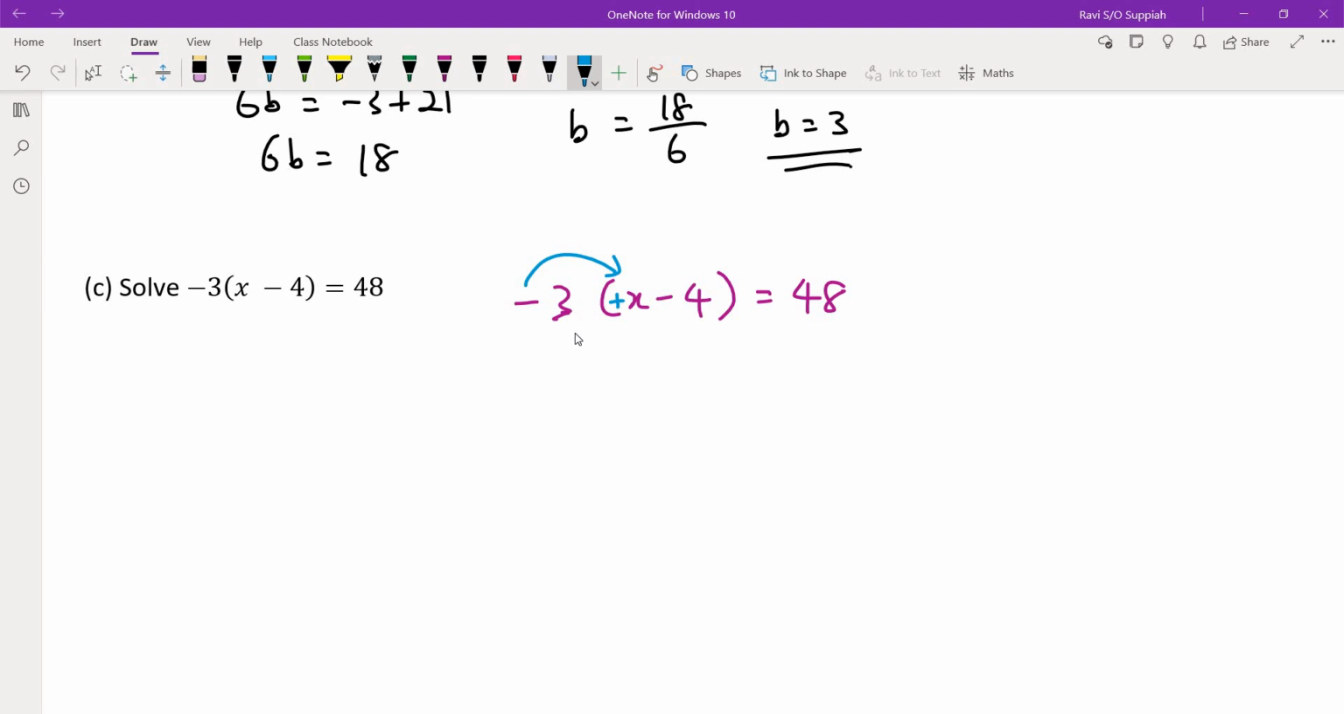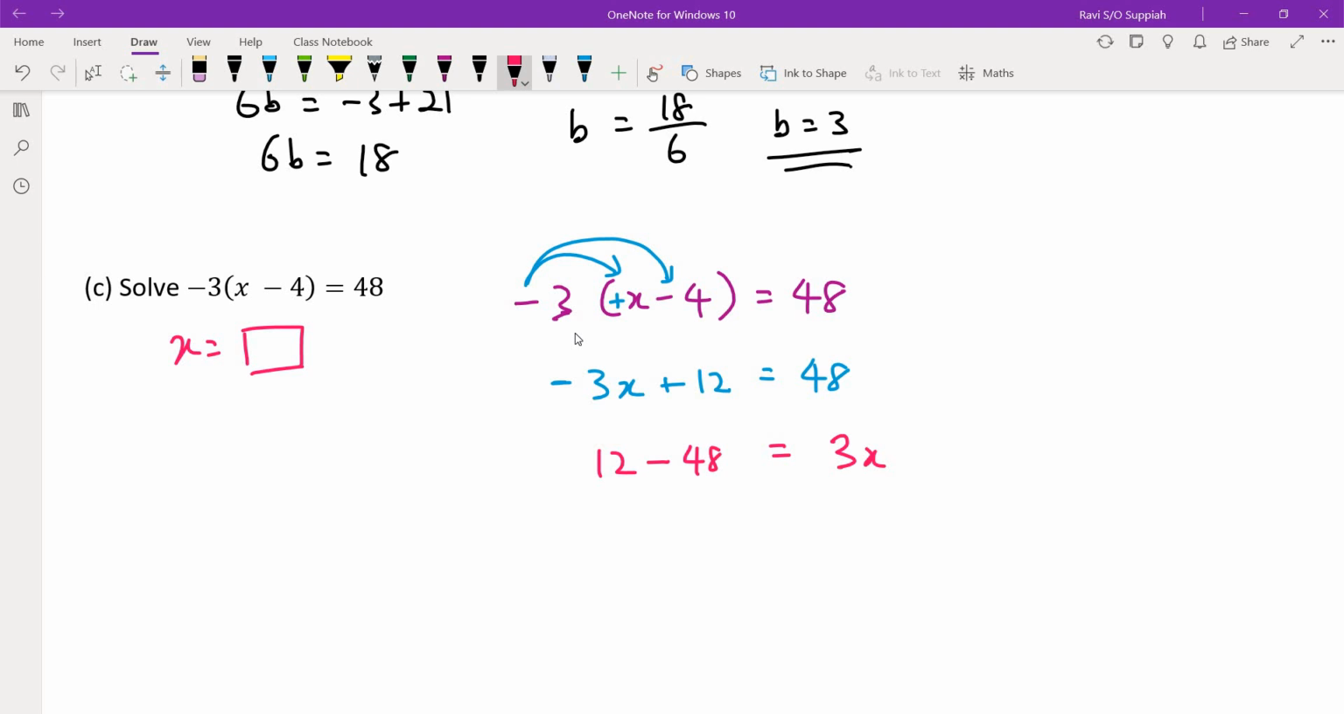And minus into minus will give me plus, so 3 times 4 will be 12 equals to 48. As I said before, even though we are solving for x and we want x to be equal to something, if x is a single value and it's a negative, I like to bring it over to the other side. So minus 3x brought over becomes positive 3x, and the 12 I bring over, so it's 48 minus 12... bring over becomes negative.